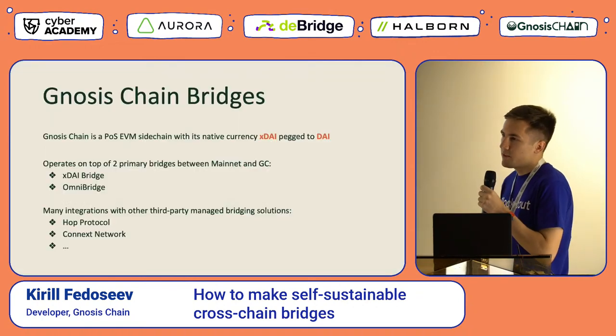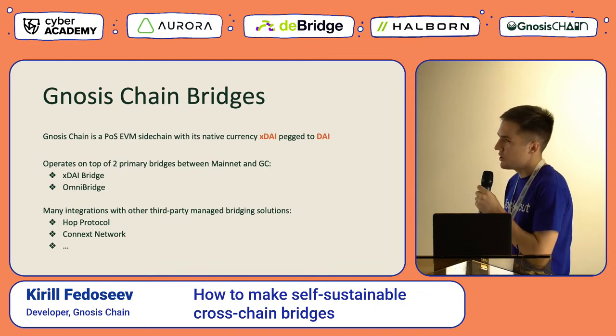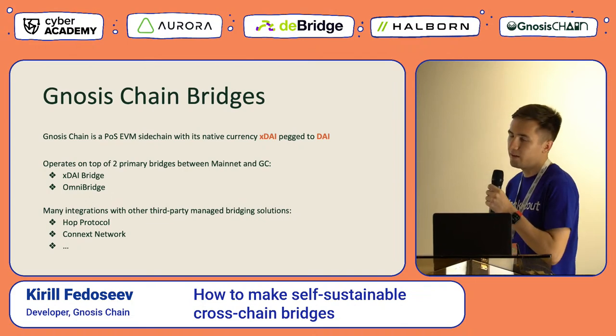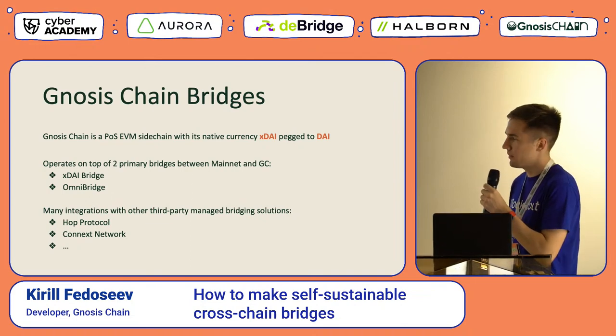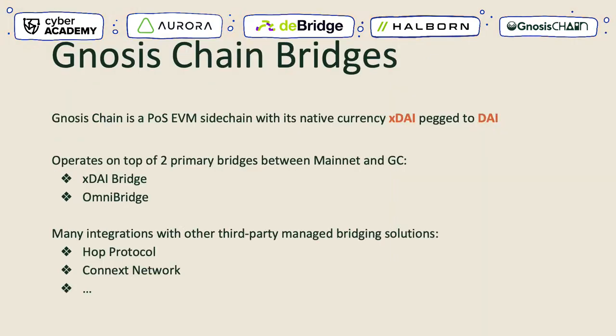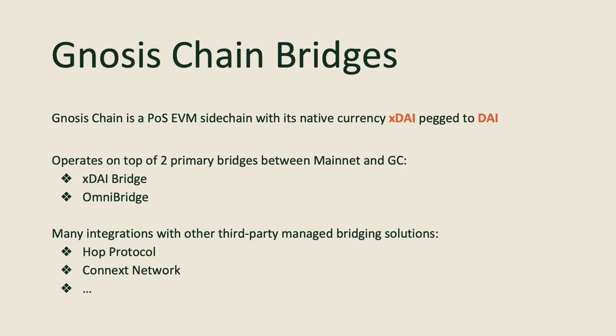First of all, Gnosis Chain is one of the proof-of-stake EVM sidechains, with its main feature being that its native currency XDAI is pegged to the DAI ERC20 token available on the mainnet. It currently operates on top of two primary bridges deployed between mainnet and Gnosis Chain, which are the XDAI bridge and the Omni bridge. And of course, we also have many integrations with other third-party bridge and solution providers like Hop Protocol, Connext Network, and others.